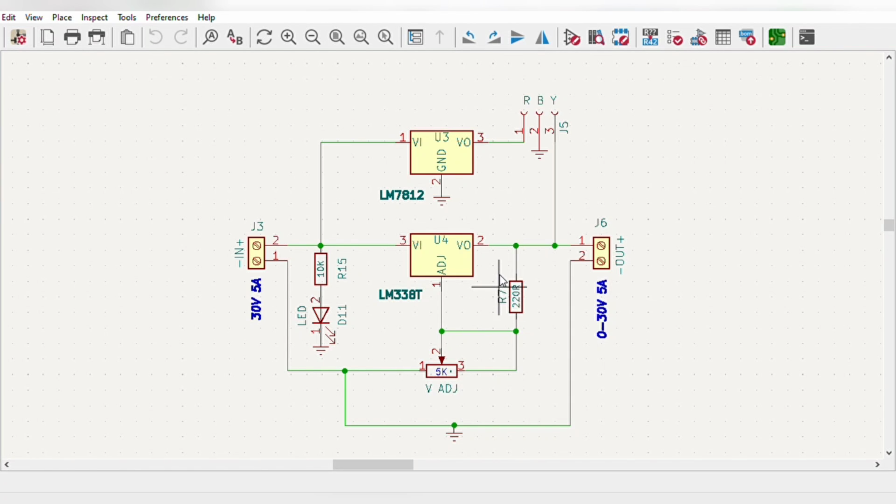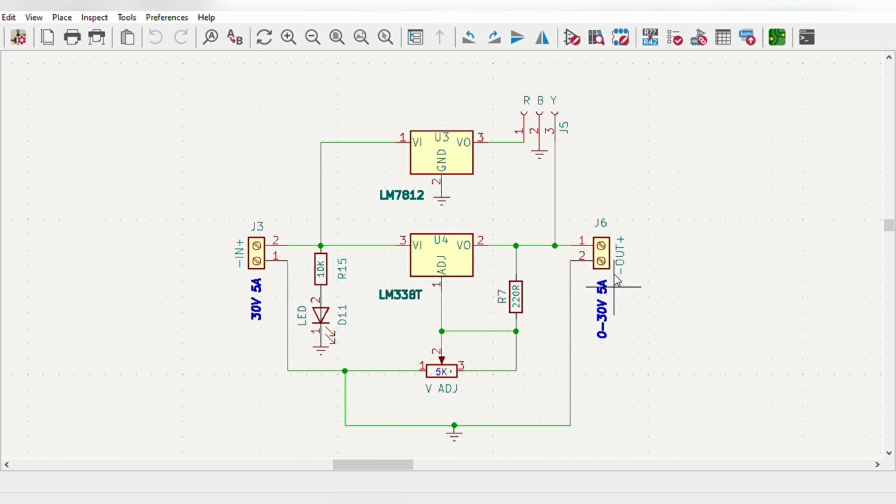And here, a 220 ohms resistor for sensing output voltage. I also used a 12 volt regulator to power up the DC voltmeter, so that output voltage can be monitored and controlled properly. And here you get output from 0 to 30 volts at 5 amperes.